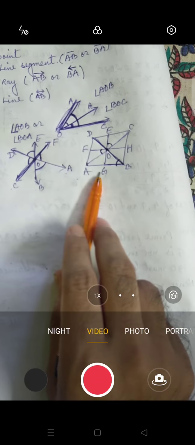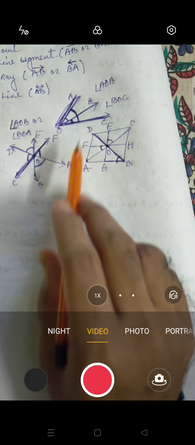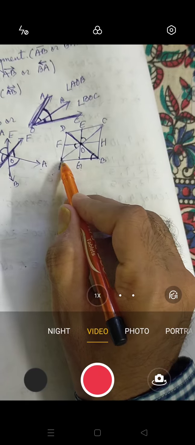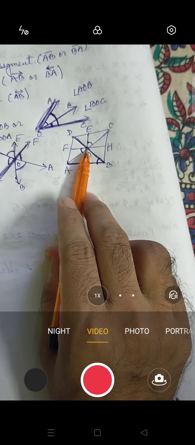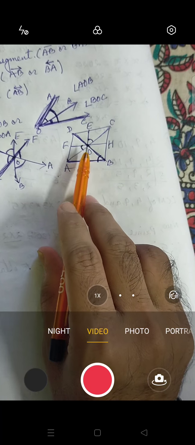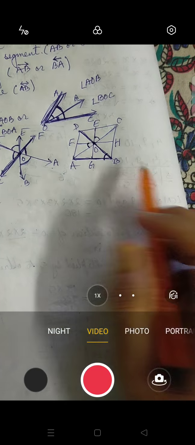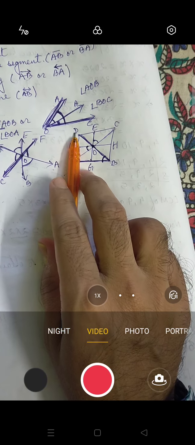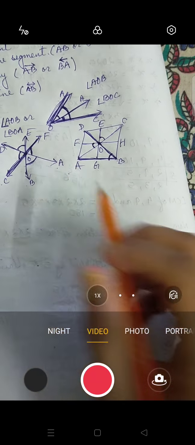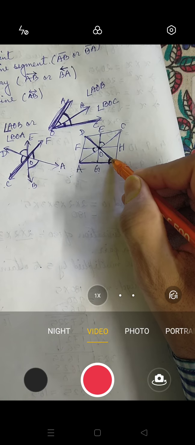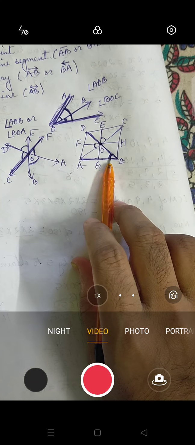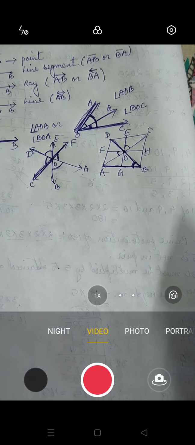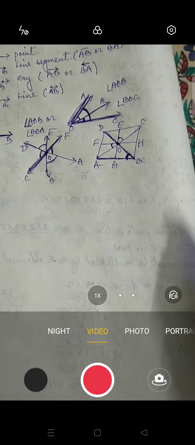Angle DBG, or you can say angle GBD, that is also correct. Or you can extend up to here and say angle ABO, or you can say angle OBA, that is also correct. If you want another name, you can say angle ABD, or angle DBA. All these angles are correct for this angle. Whatever name I told you, all are correct. Fine. So these are the properties of lines and angles.